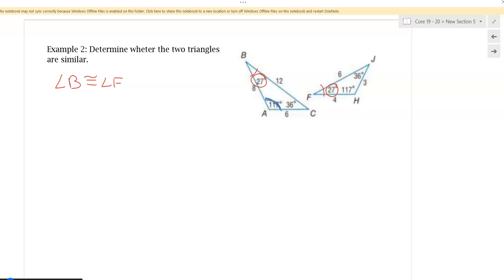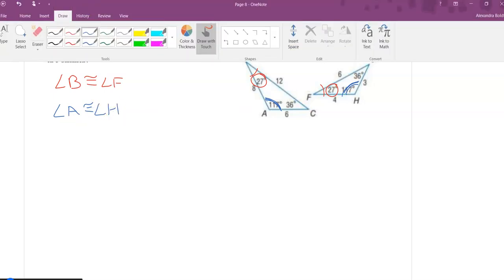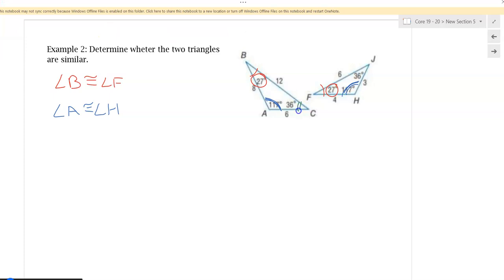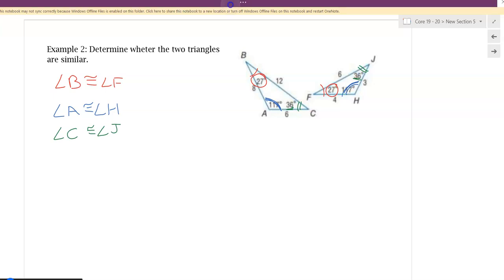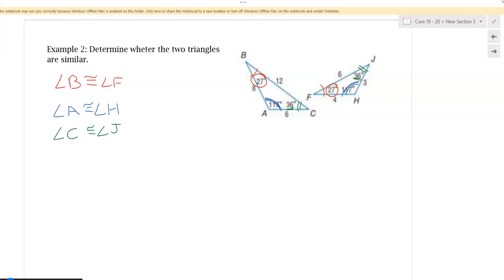Angle A is 117 degrees. Angle H is 117 degrees. They are the same. And then angle C is 36 degrees, and angle J is 36 degrees. So angle C is congruent to angle J. Okay, my three angles check out. Again, it's a triangle, so you're doing three things. Same thing with my sides. A triangle also has three sides.